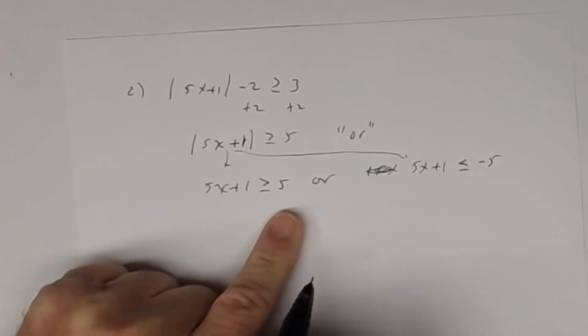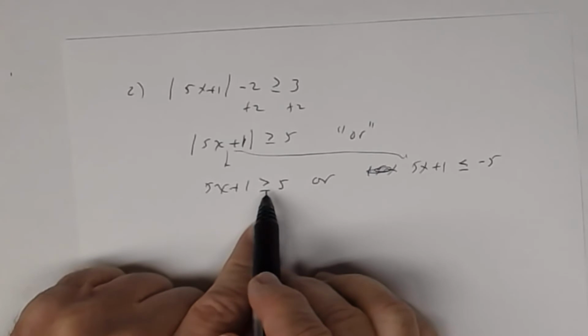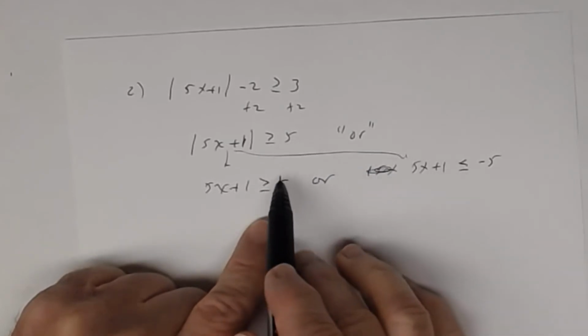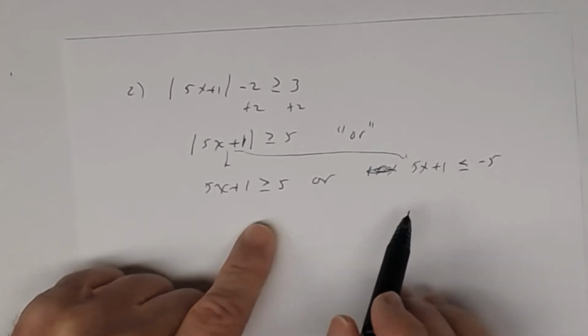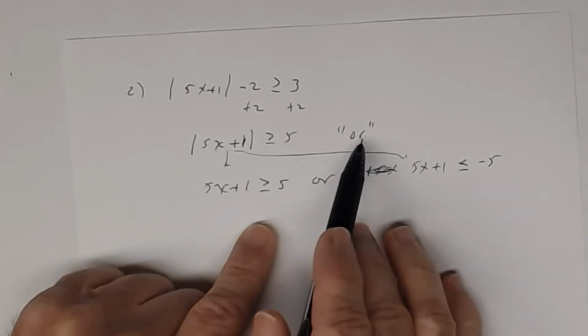All right, but it's an or statement, okay? So notice greater than or equal to, you change the sign, and then the opposite. And then now you solve each of those statements. So with a greater than, you must write an or statement.